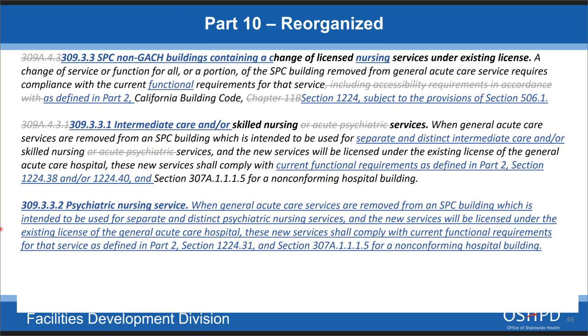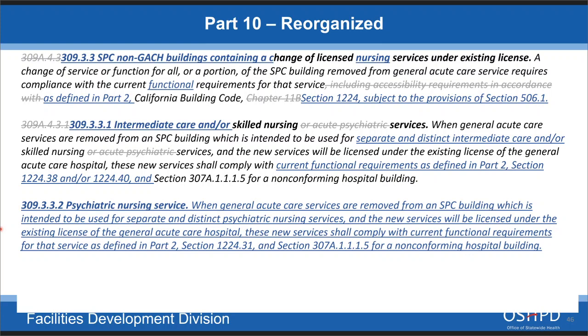Sorry, this is a little bit long, but some of these points come up as questions all the time. If you have an SPC, non-acute care building, containing a change of licensed nursing service under an existing license, the change of service or function for all or a portion of that building removed from general acute care service requires compliance with the functional requirements for that service. Again, you have all the components, the soiled utility, clean utility, anything that's required for that service.